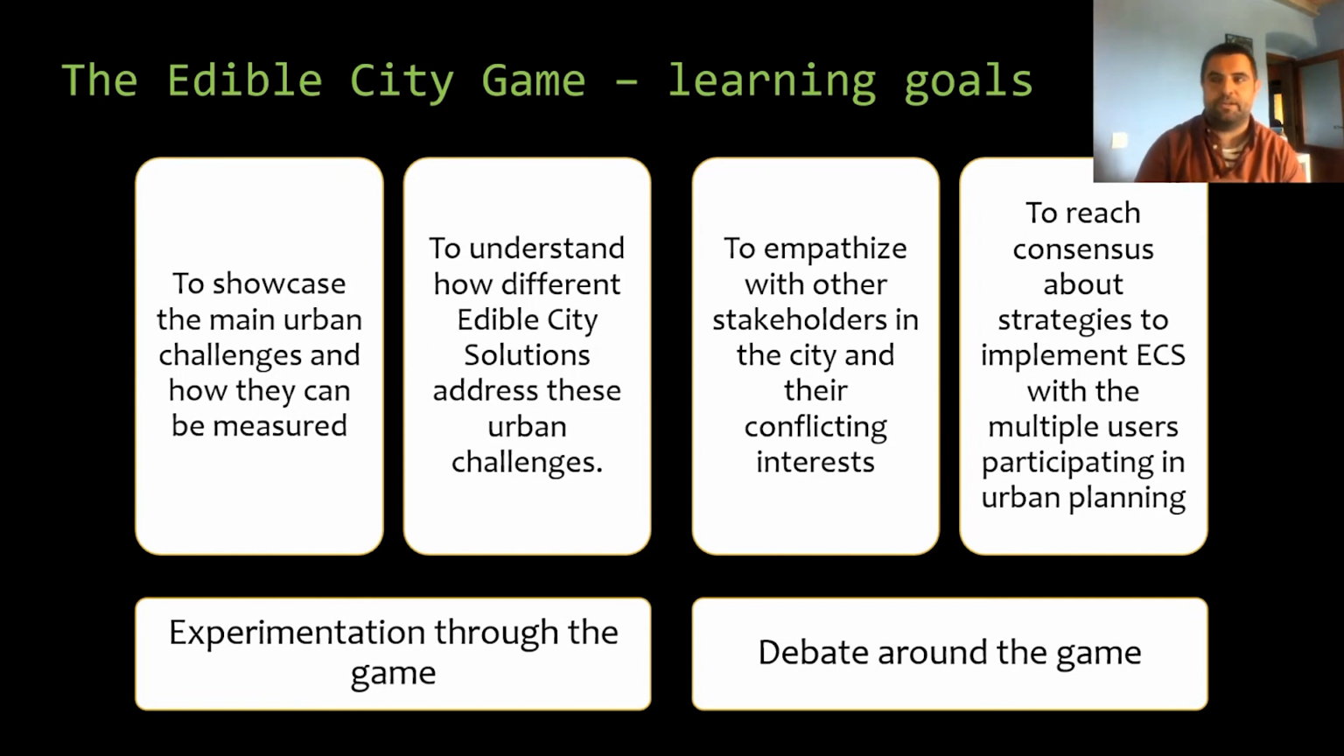So, for instance, if I want to address the heat island effect, I have to build a community garden, ground-based, or it's better if I construct a hydroponic urban garden, for instance, or it's better if I implement that on a rooftop. These kinds of things are the ones that the player should experiment with playing the Edible City game.